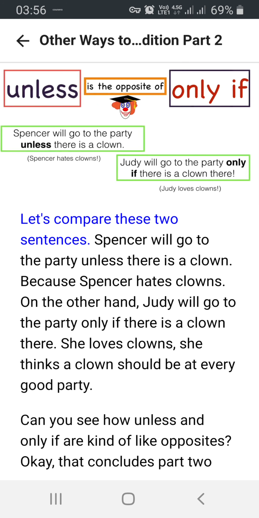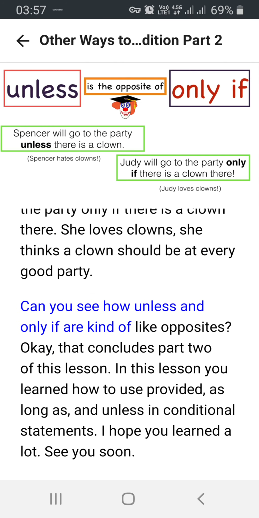Let's compare these two sentences. Spencer will go to the party unless there is a clown, because Spencer hates clowns. On the other hand, Judy will go to the party only if there's a clown there. She loves clowns. She thinks a clown should be at every good party. Can you see how unless and only if are kind of like opposites?